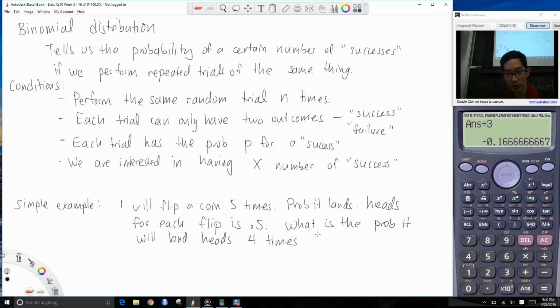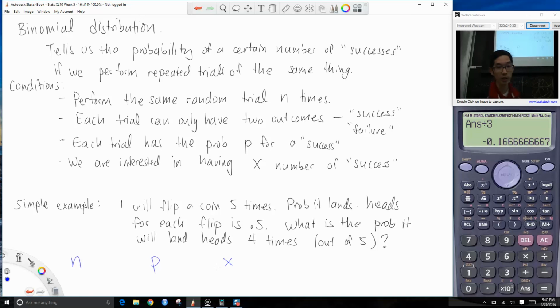Four times. Okay, this is a binomial problem example. Whenever you have a binomial distribution problem, you have to pick out n, p, and x. These are the three values you need: n, p, and x.